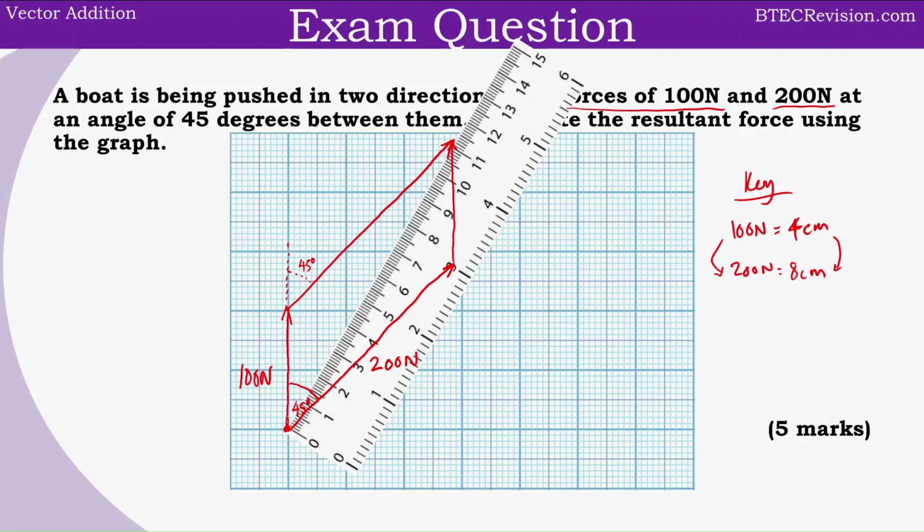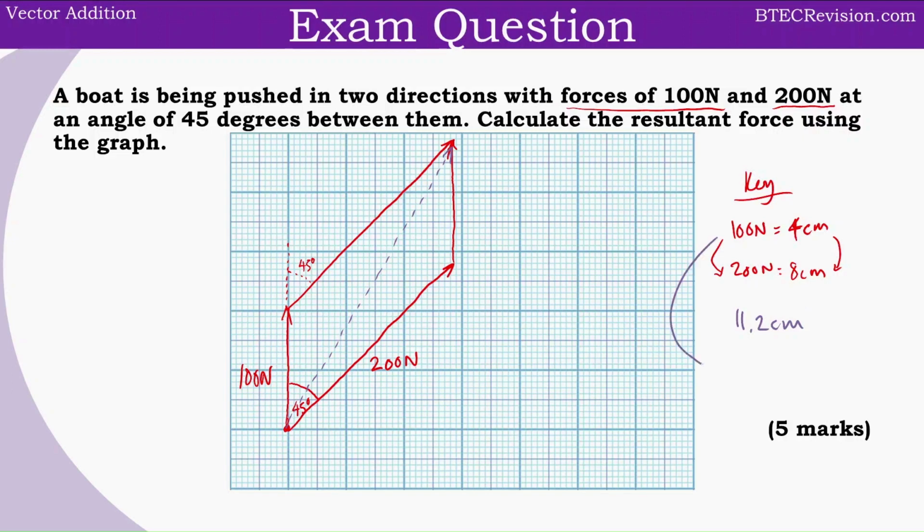And here we can draw the resultant vector by starting from the origin, place our ruler, going to the end of the final vector, and we can measure that length. So that's a little bit above 11. So that's about 11.2 centimeters.